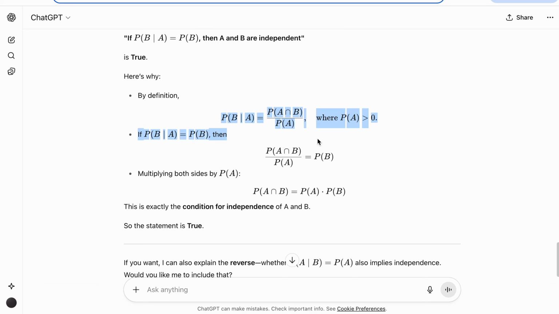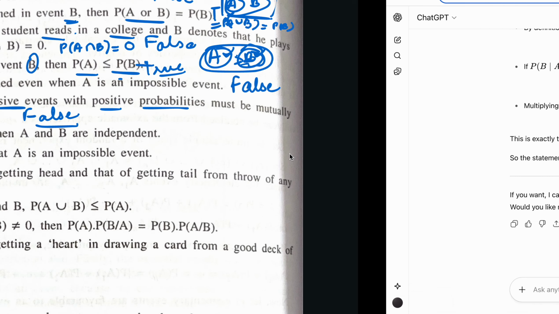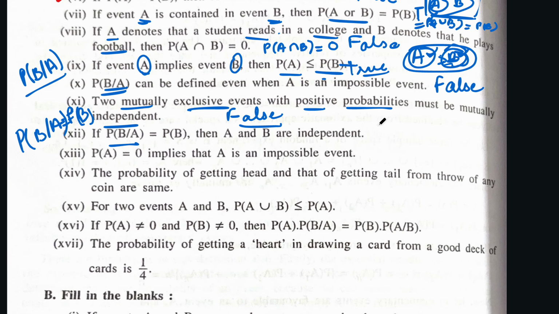Probability of A intersection B. Yes, they are independent. Okay, alright. So this is a good proof. So yeah, this is true. Okay. Very genius of it.